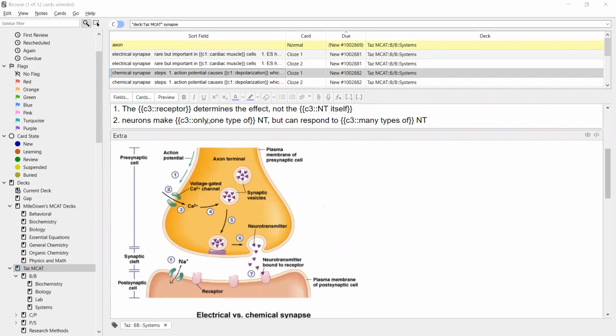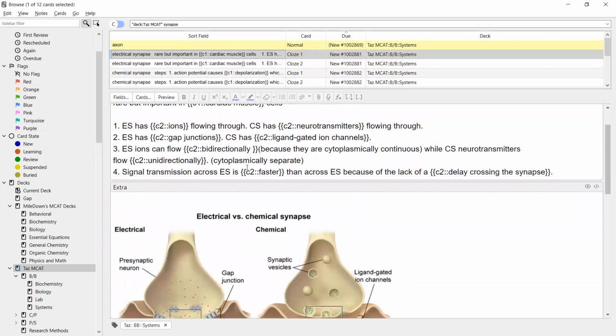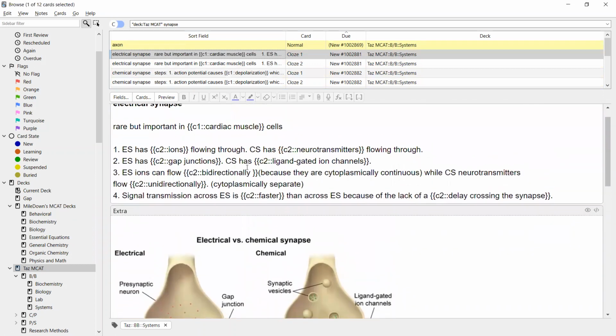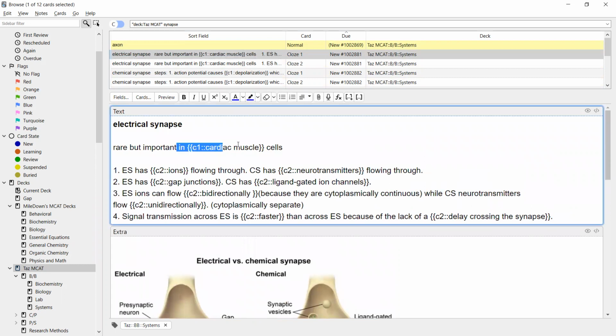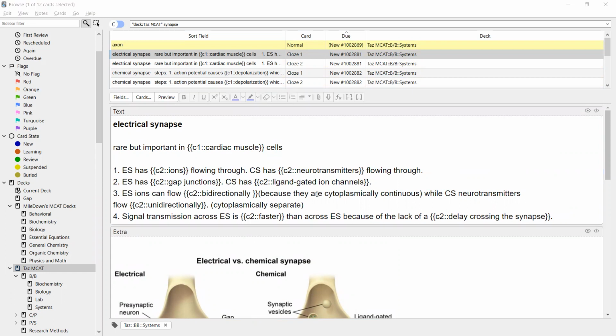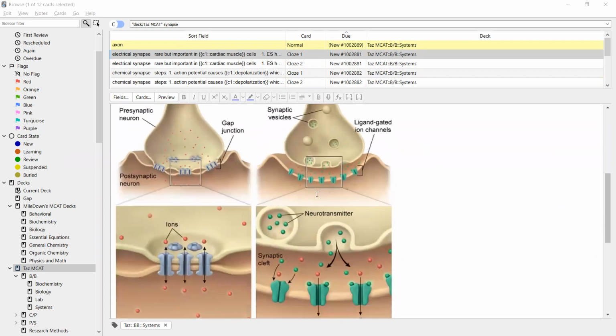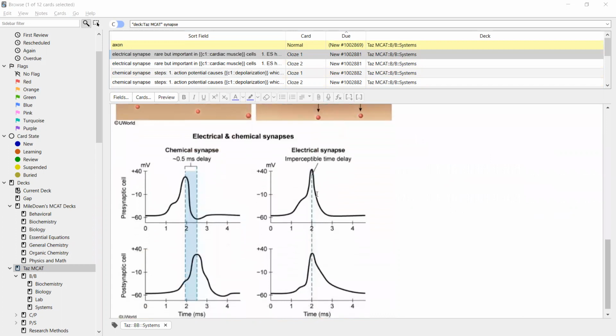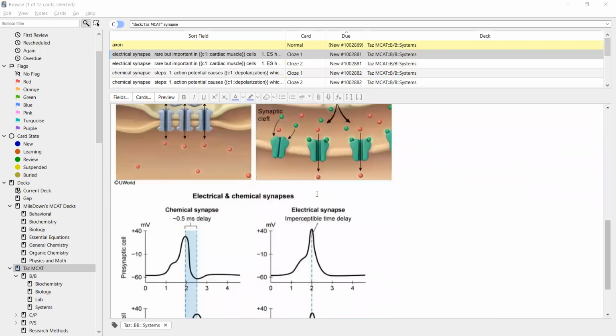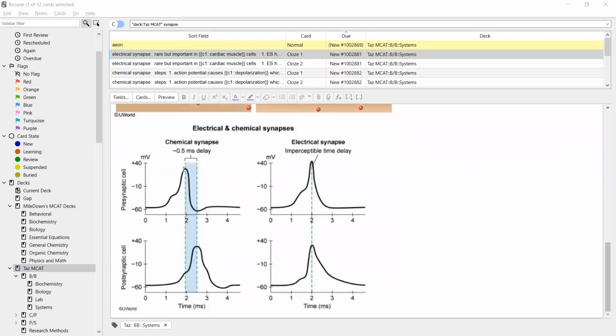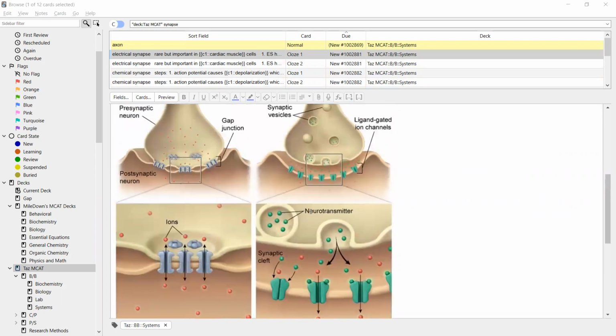Chemical signaling. However, there's also an electrical synapse, right? And the electrical synapse happens in cardiac muscle cells. Now, why would it happen in cardiac muscle cells? Because with the heart, we need very fast transmission and we need very in sync transmission. So we can see there's a lot of differences in the electrical and chemical synapse. In the chemical synapse, there is a delay as the neurotransmitters move across that synapse, right? In the electrical synapse, no such delay because they're directly linked.